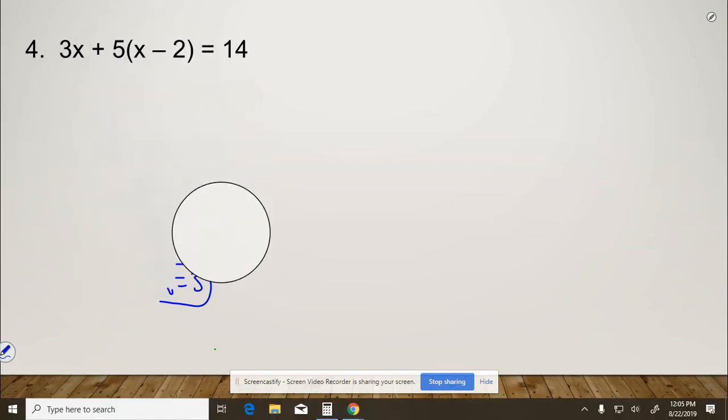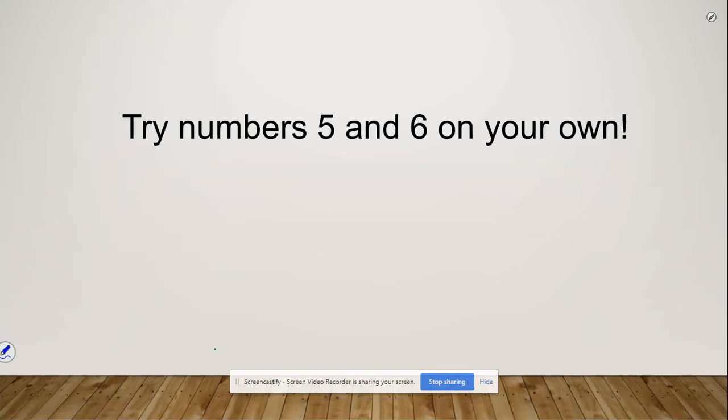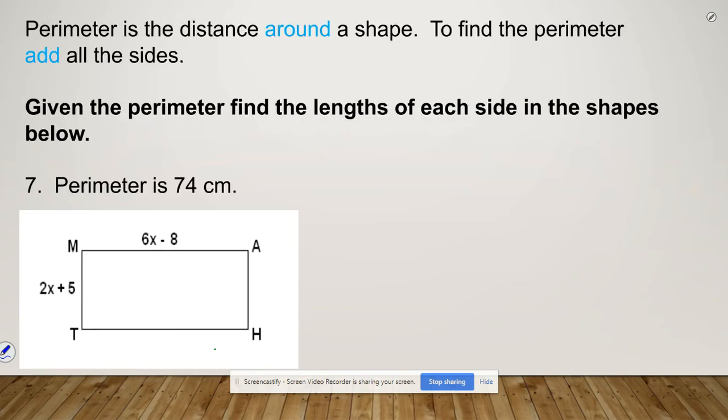All right, moving on. You're going to try 5 and 6 on your own. And then we're going to look at some more problems that have you combine like terms as well.